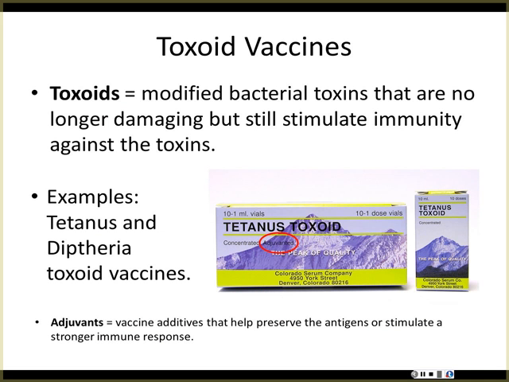Another type of vaccine are called toxoid vaccines. And what a toxoid is, so we talked about all these exotoxins that some types of bacteria make. And again, those are often what actually make us sick. A toxoid is a toxin that has been modified. It's been chemically changed. So it's no longer capable of damaging you, but it still has enough of its 3D shape that it will stimulate immunity to the toxin.